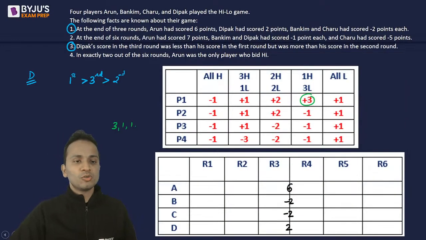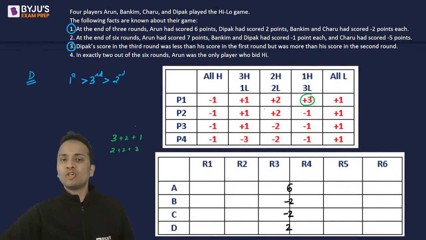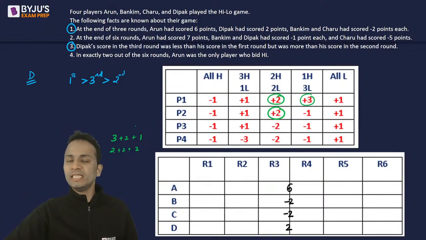Wait, so I'll erase this. I need a total of 6 in 3 rounds. So 3 plus 2 plus 1. This is one possibility. Another possibility is 2 plus 2 plus 2. Now 2 plus 2 plus 2 सिर्फ यहाँ पे ही है, इन दो जगहों पे. So we have only these places where we have +2 +2 +2.